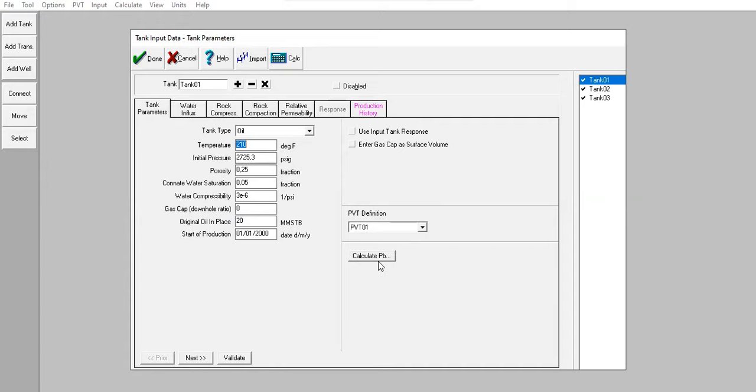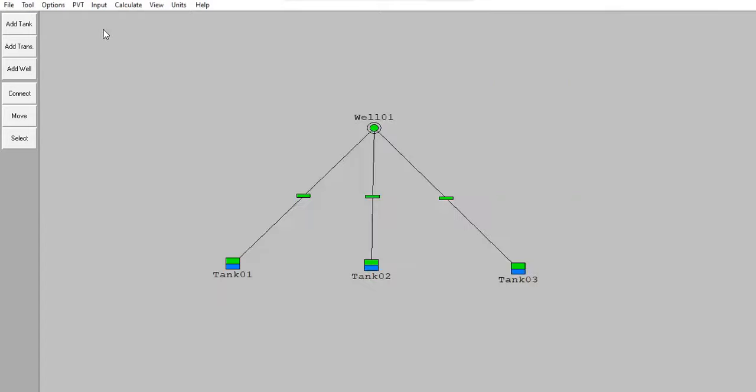But actually our initial reservoir pressure is below the bubble point pressure. This is not right. If our reservoir pressure is below the bubble point pressure, we will have gas cap, because the gas will bubble up. So I will correct the initial reservoir pressure, or I will check the PVT data. Let's go back to PVT data first.